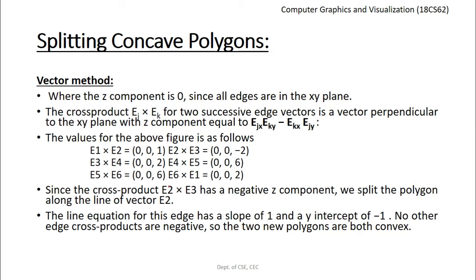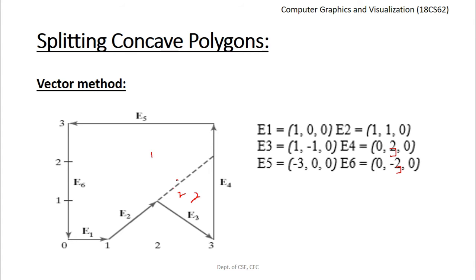Since the cross product of E2 cross E3 has a negative z component, we split the polygon along the line of vector E2. The line equation for this edge has a slope of 1 and a y-intercept of minus 1. No other edge cross products are negative, so only two polygons are formed and both are convex. As you can see, no other cross products of adjacent edges give a negative z component. So only one edge cross product pair gives a negative z component, and we can split this polygon only once by extending the edge E2 to form polygon 1 and polygon 2. Both of these are convex polygons.